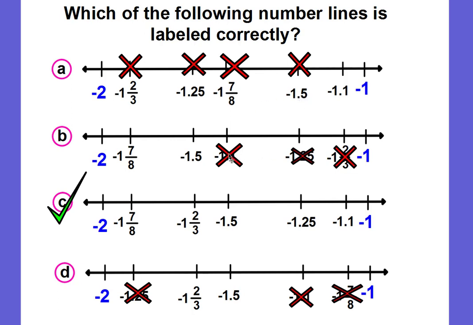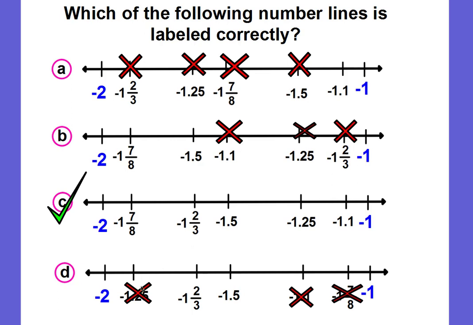Okay, looking at B, I know that negative 1 7/8, remember that's negative 1.875, 7/8 is 0.875. That's close to the negative 2. But then this is kind of off right here. The negative 1 1/10 should be closer to negative 1. These are off, and actually even the negative 1.5 is off. That should be in the middle.